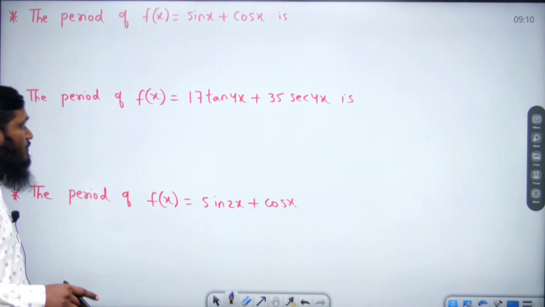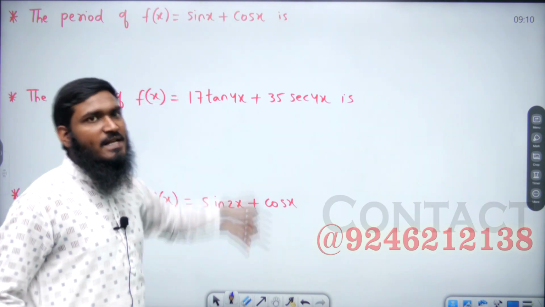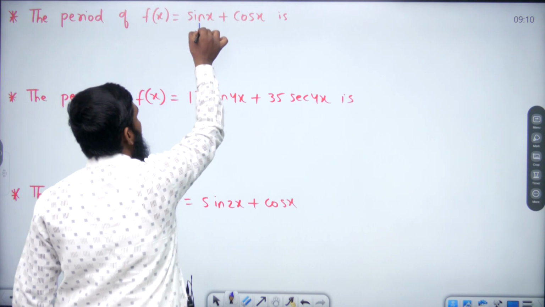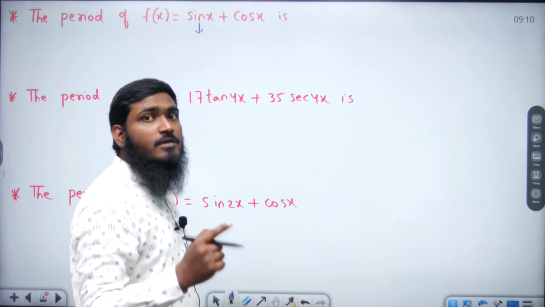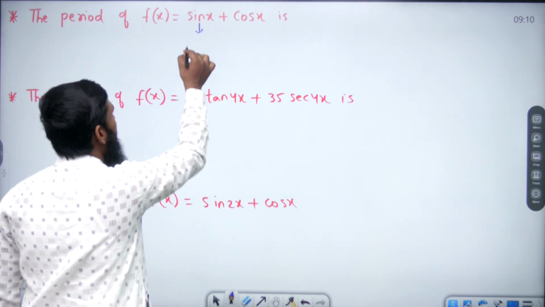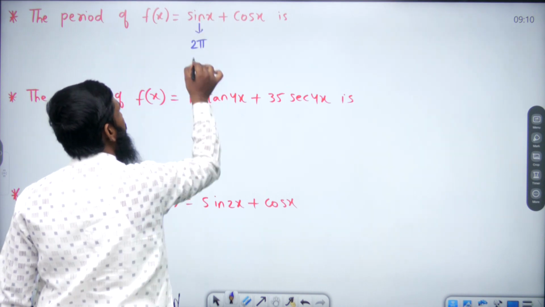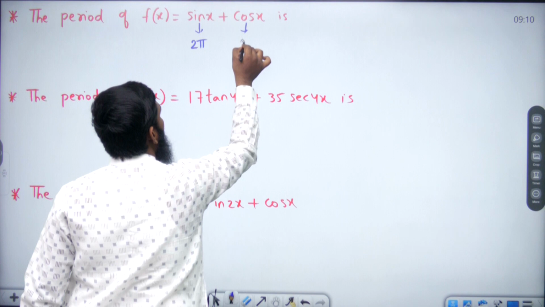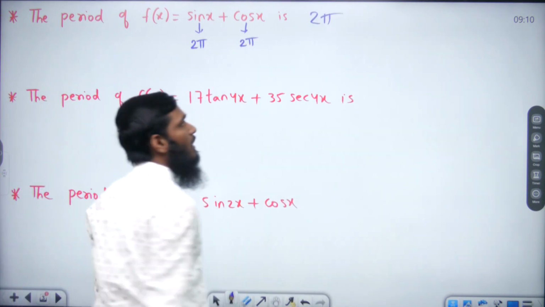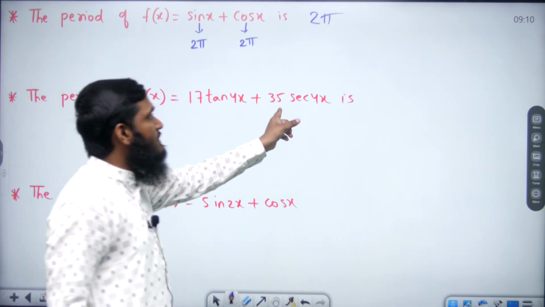Now let us try to solve these questions. Our first question is the period of f of x equal to sin x plus cos x. What is the period of sin x? T divided by mod a. What is the T value for sin? 2 pi. So 2 pi divided by a, what is the value of a? 1. So 2 pi by 1 means 2 pi. For cos x also 2 pi. If you have the same periods, the answer will be 2 pi. Understood?